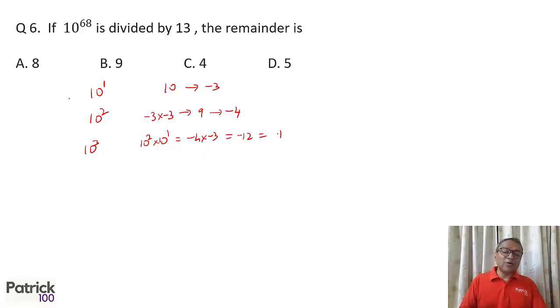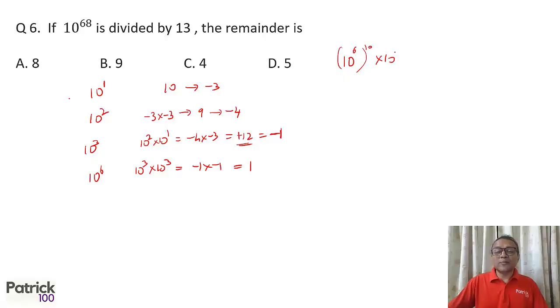Actually, minus 4 into minus 3 is plus 12. Plus 12 when you divide by 13 is also considered minus 1. If 10 raised to 3 gives you minus 1, then 10 raised to 6 is nothing but 10 cube into 10 cube. 10 cube gives you a remainder of minus 1, so minus 1 into minus 1 is plus 1. So once you get 1, then it becomes easier. So 10 raised to 68 is nothing but 10 raised to 6 into 10, since 6 tens are 60, plus 10 into 10 square.